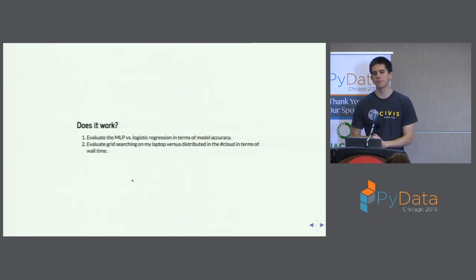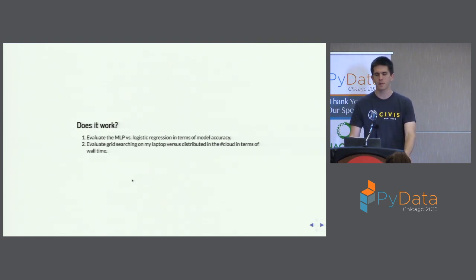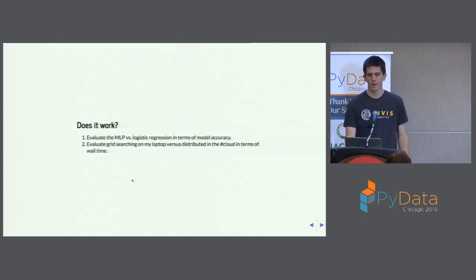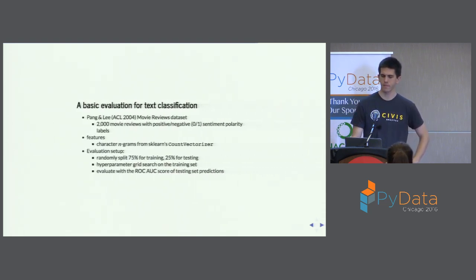Okay, so I just want to wrap up with a real basic evaluation, just to show you, not whether it's the best thing in the world, but does it work? First, I'm going to compare a multi-layer perceptron to just logistic regression for a text classification task and look at model accuracy there. And then the second step is I'll compare grid searching on my laptop to grid searching in the cloud in terms of just how long it takes.